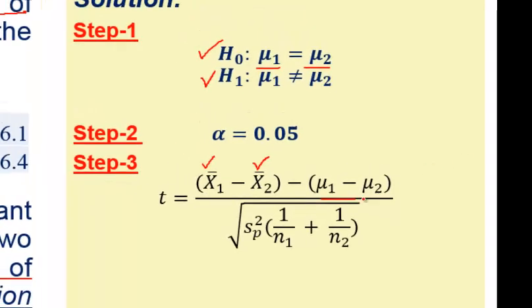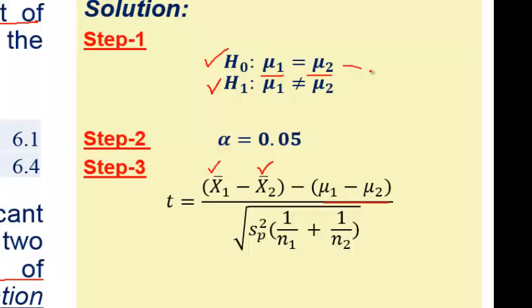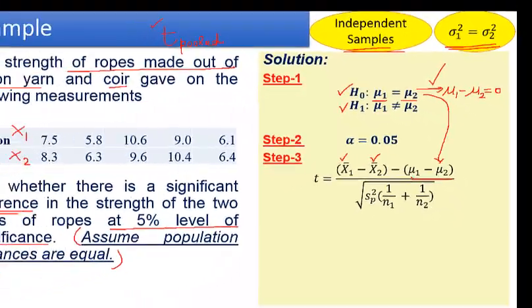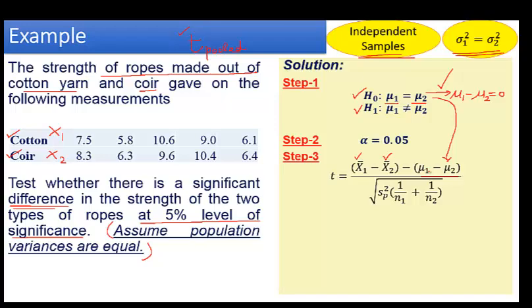Mu1 minus mu2 will always come from the null hypothesis, because the null hypothesis, as I explained earlier, can also be written like this: mu1 minus mu2 is equal to 0. So in this case, mu1 minus mu2 is 0.